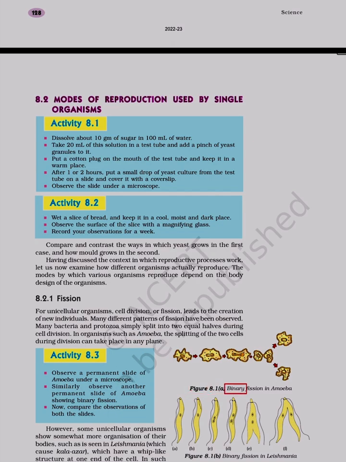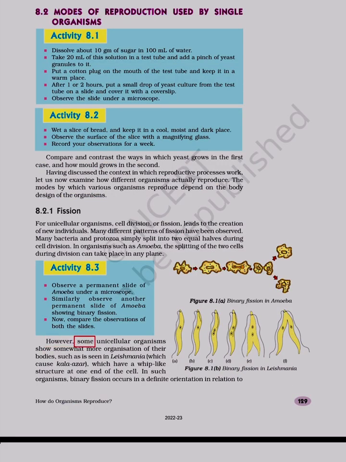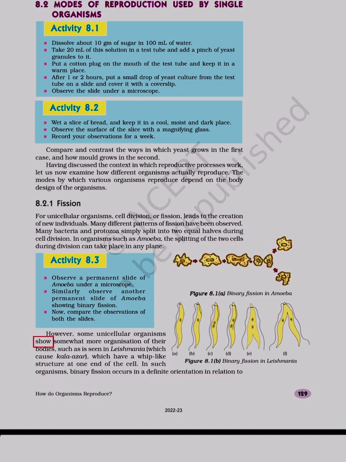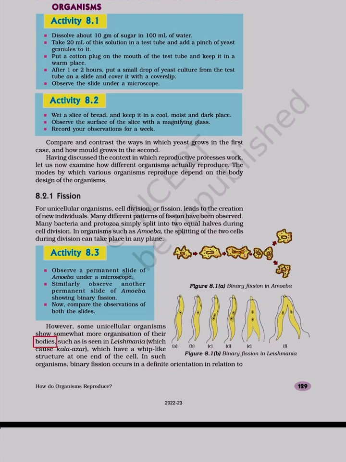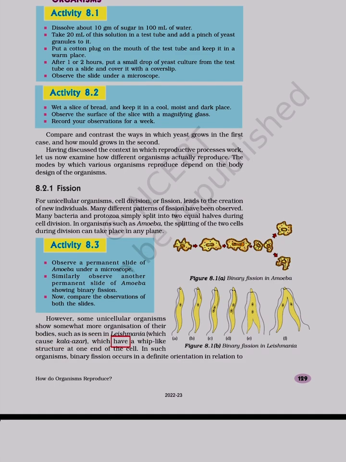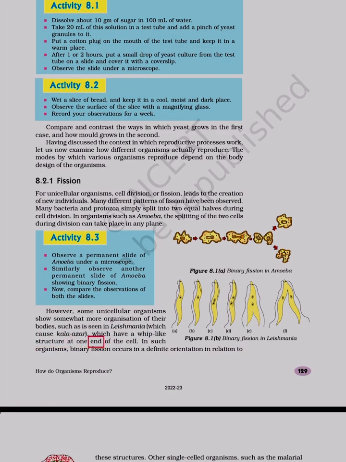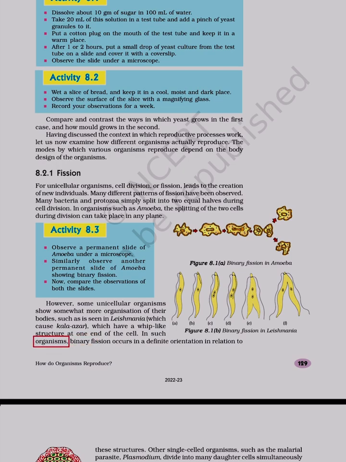Figure 8.1, a binary fission in amoeba. However, some unicellular organisms show somewhat more organization of their bodies, such as is seen in Leishmania, which causes Kala-azar, which has a whip-like structure at one end of the cell. In such organisms, binary fission occurs in a definite orientation in relation to this structure. Activity 8.3. Take and observe a permanent slide of amoeba under a microscope. And similarly observe another permanent slide of amoeba showing binary fission. And now, compare the observations of both the slides.